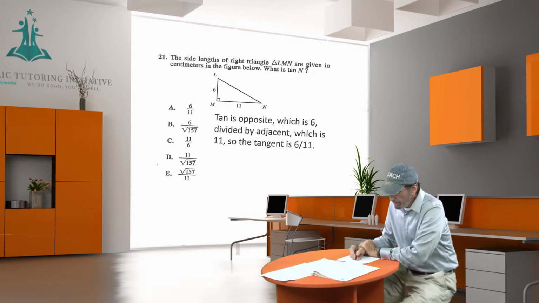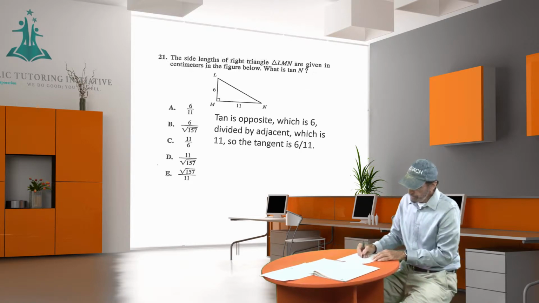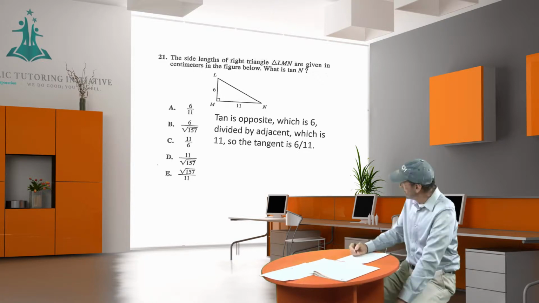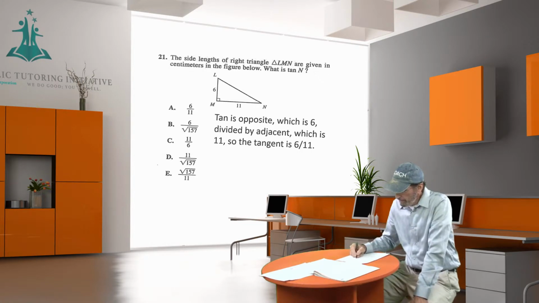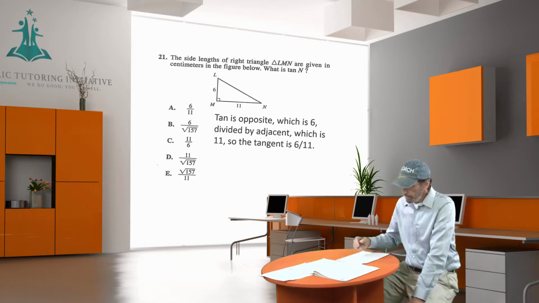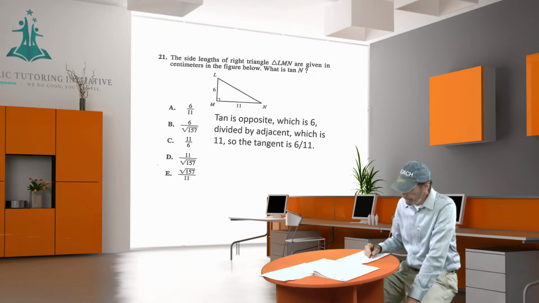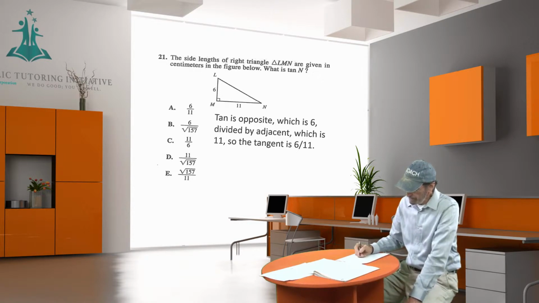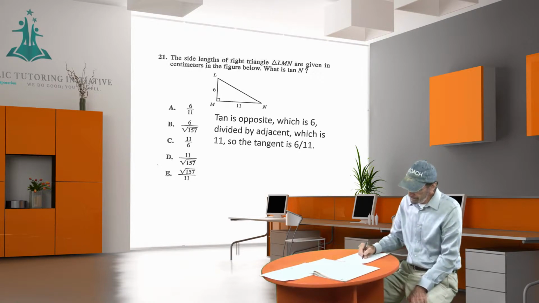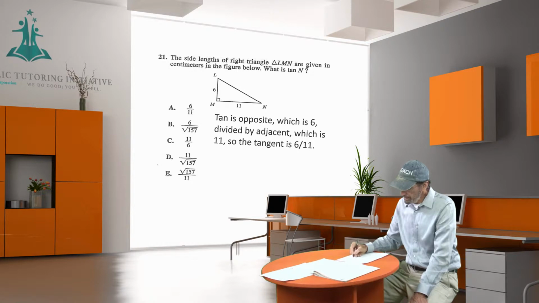Okay, now suppose that they had given you this triangle, 5 and 12. Now we know the tangent of theta is 5 over 12. Suppose they had asked you for the cosine of theta. Well, now you'd have to use the Pythagorean theorem to find the hypotenuse. And I'm sure you remember that 5 and 12 go with 13. So the cosine is 12 over 13.